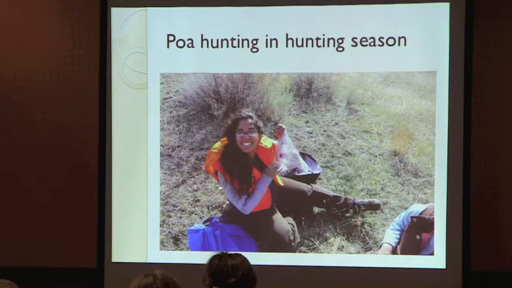But we had to sample in the fall when Poa was not active, and so everybody doing that was donned in the usual fall fashion at MPG, which is blaze orange.